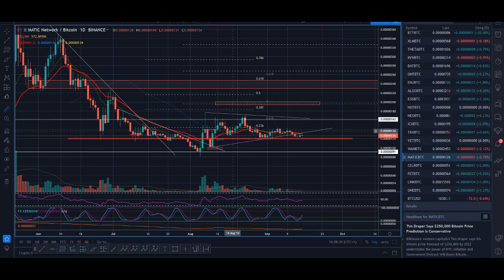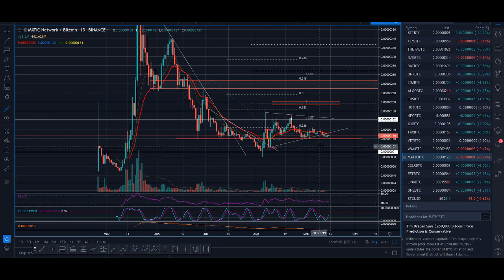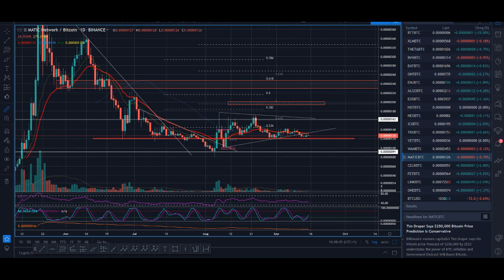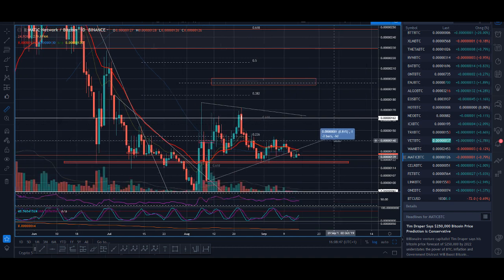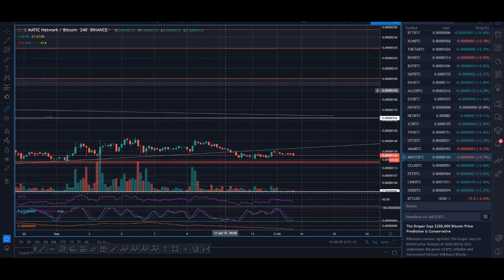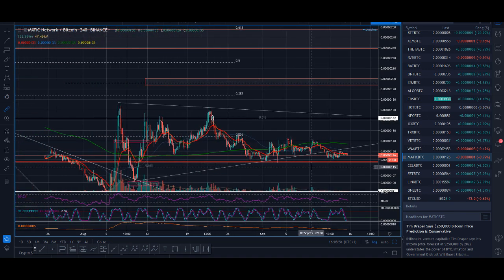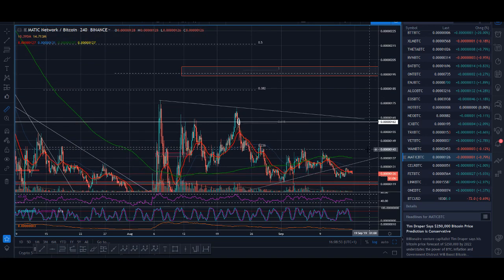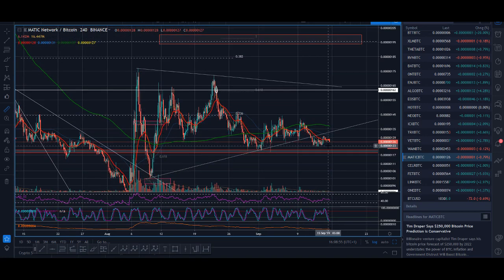I bought some Matic here during the pullback. It didn't break out, and it's looking to break down. At the moment, it is finding some support at the red zone. There's some Fibonacci confluence as well. So if you really like Matic, it's not a trade I'm taking, but if it pulls back here, you could look to buy Matic here, and then have your stop below, see if that works.